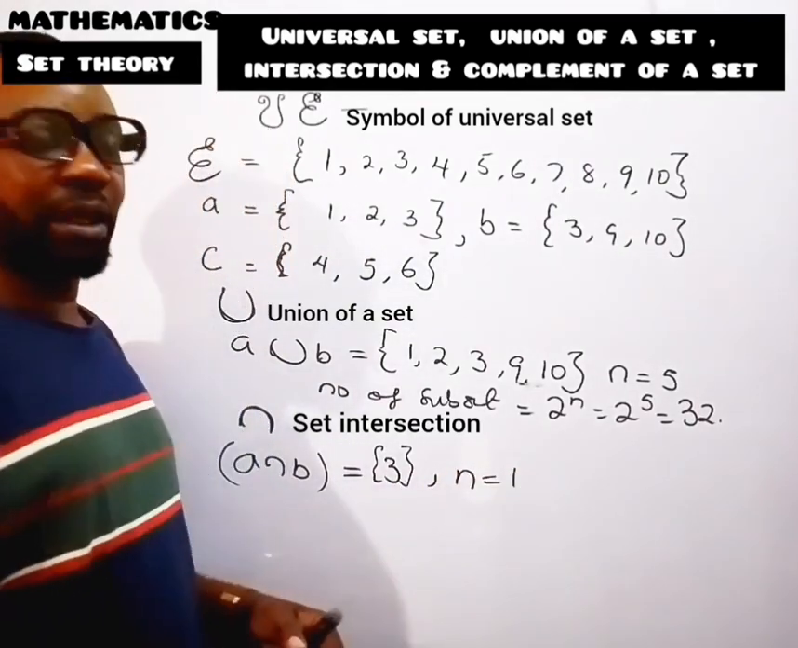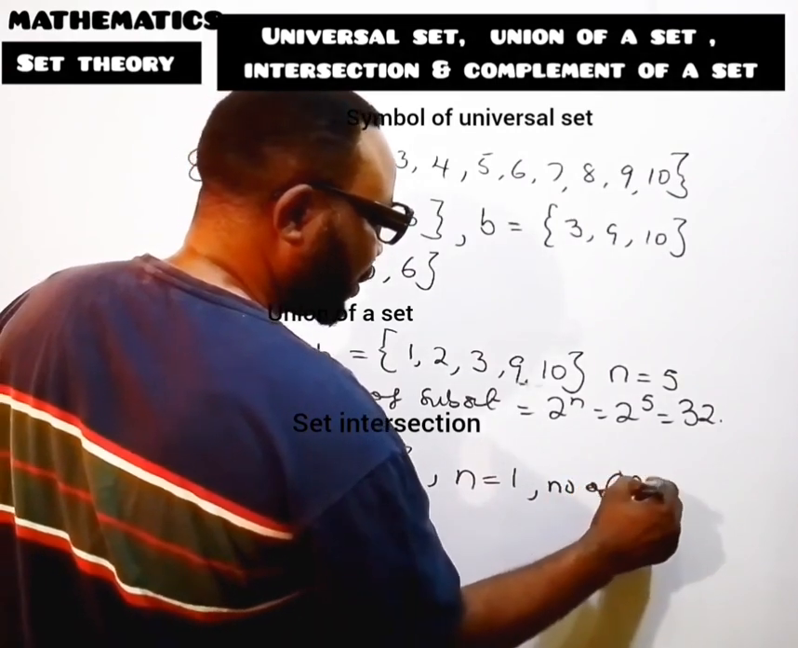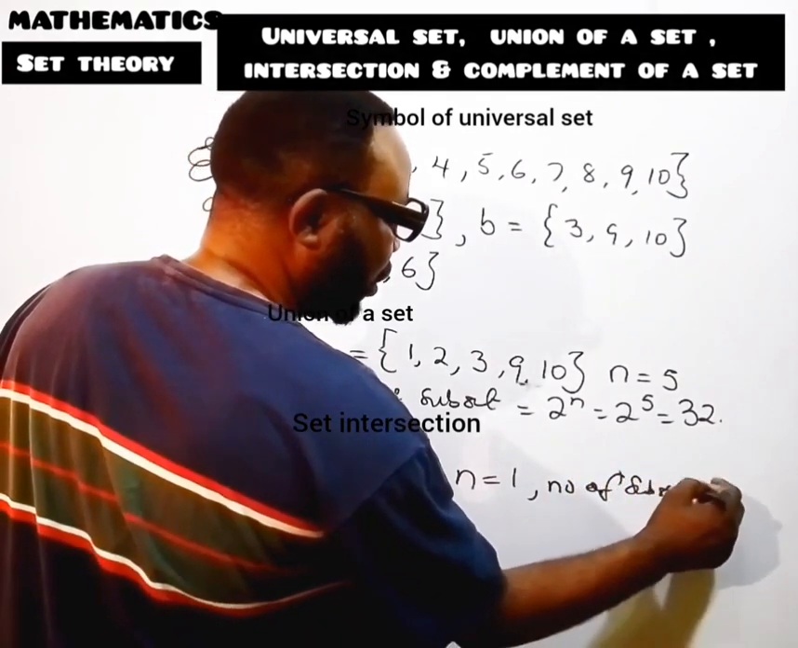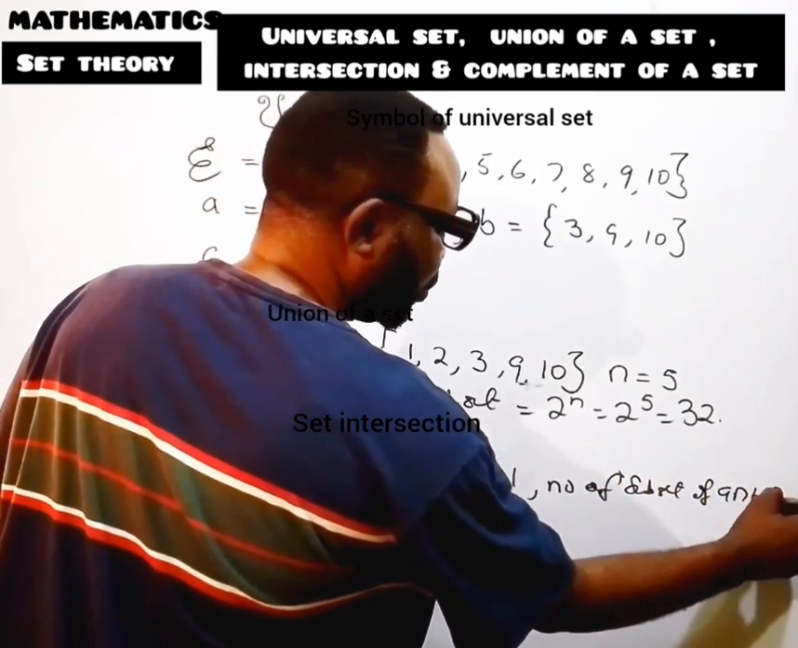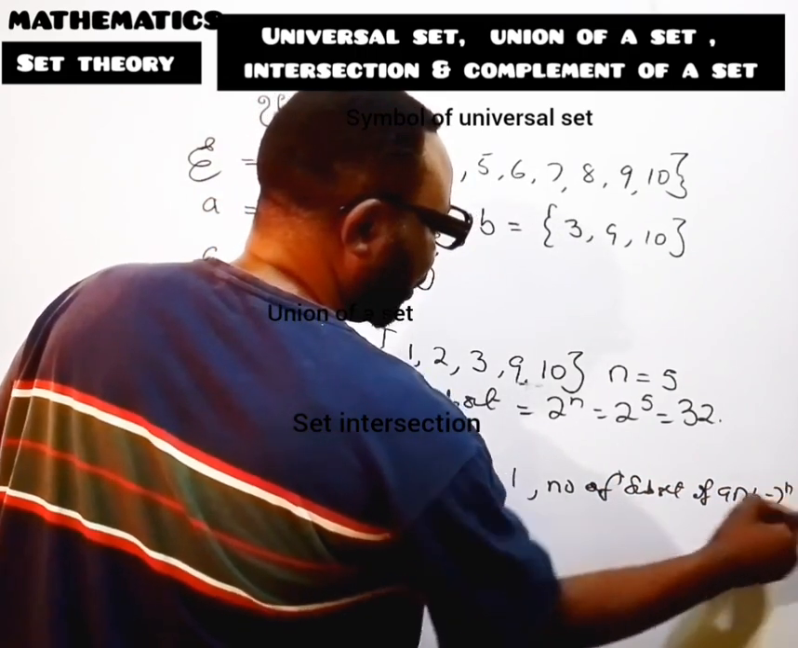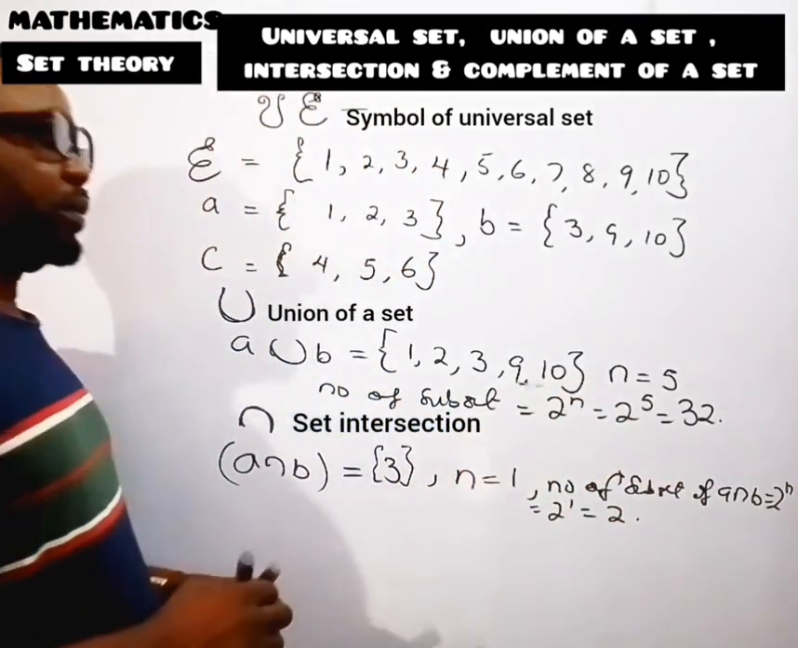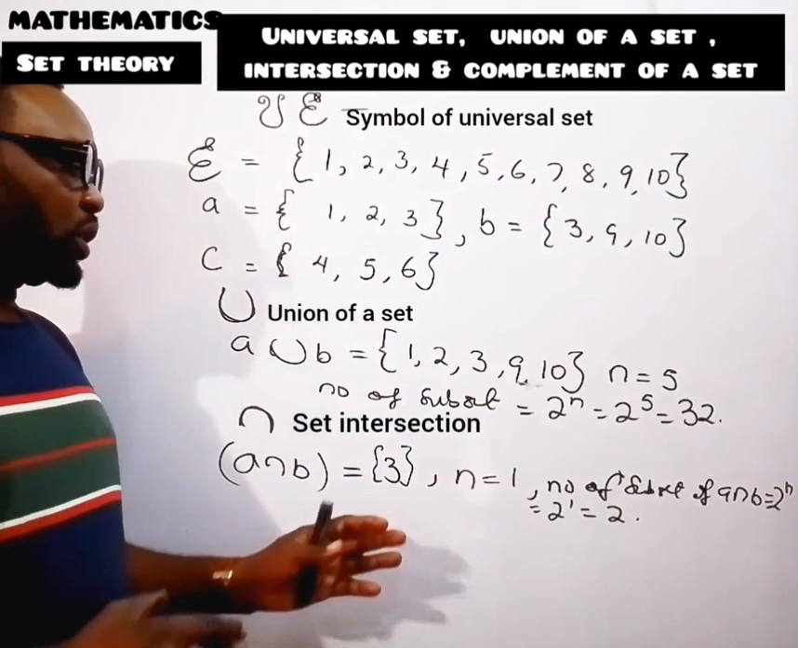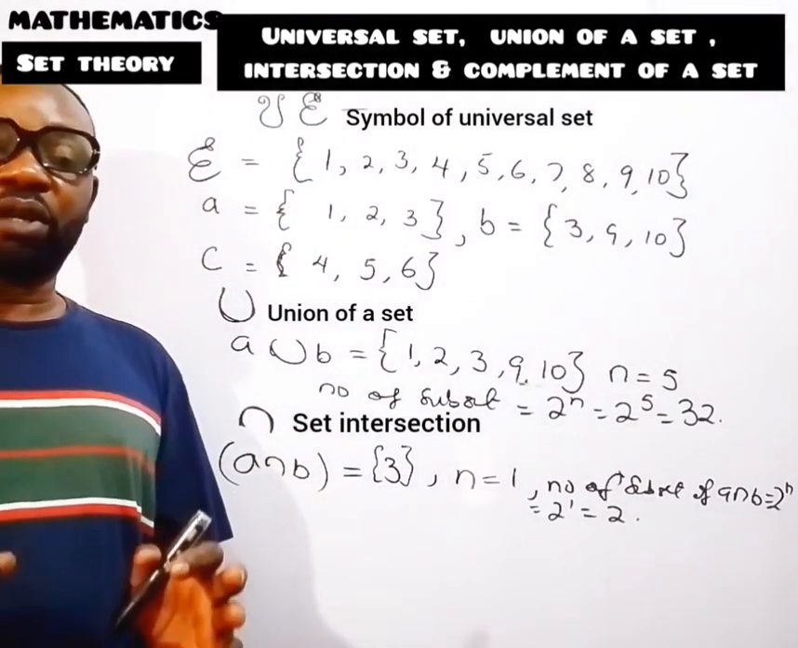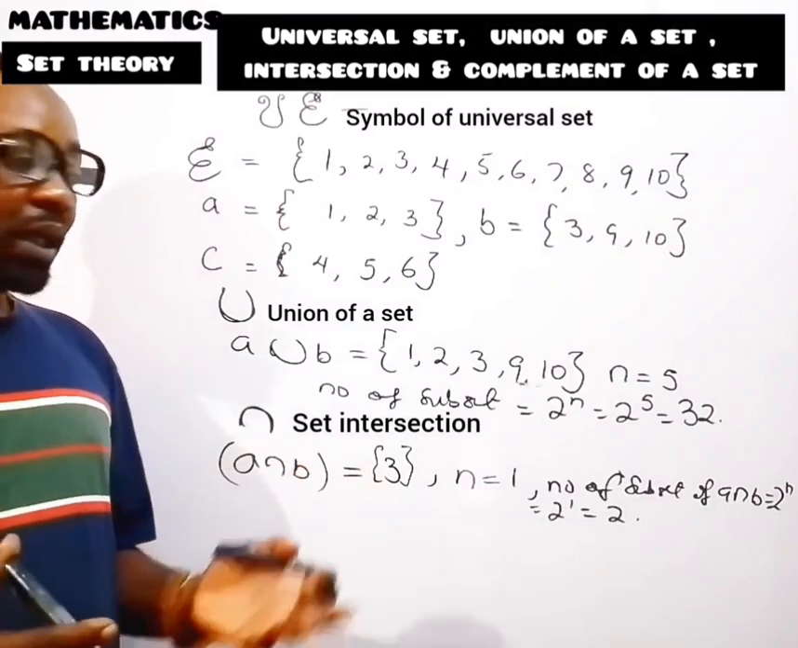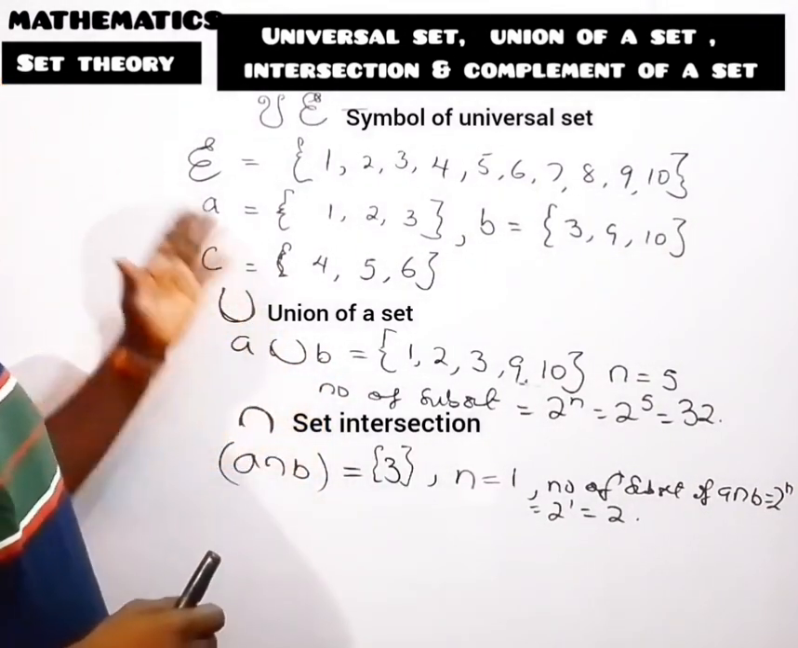Number of subsets of A intersection B will be equal to 2 raised to the power of n, which is equal to 2 raised to the power of 1, which is equal to 2. So we have been able to know what is meant by A intersection and that of the union, and what is also meant by universal set.